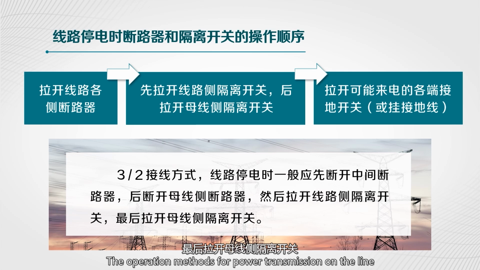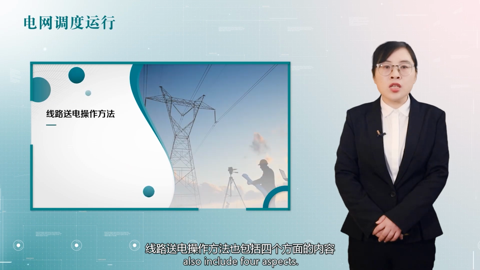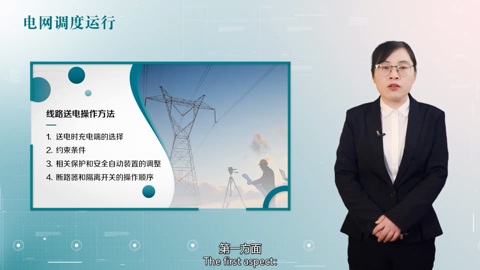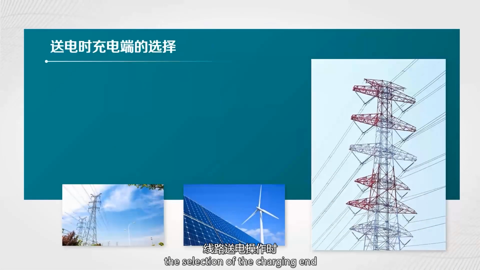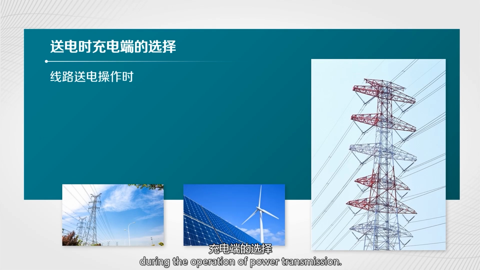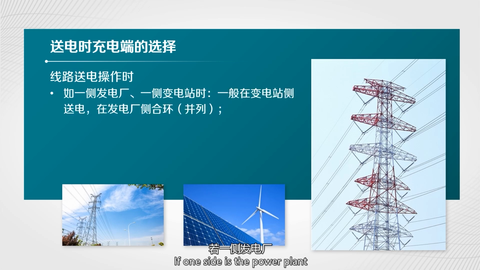The operation methods for power transmission on the line also include 4 aspects. The first aspect, the selection of the charging end. During the operation of power transmission, if one side is the power plant and another is the substation, power is generally transmitted on the substation side, and the loop is closed on the power plant side.